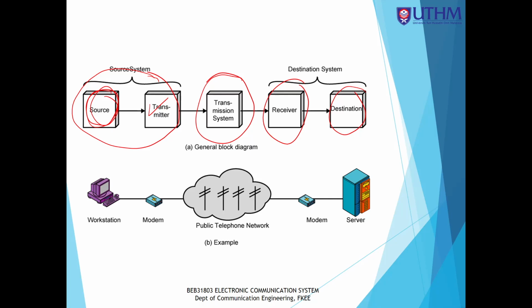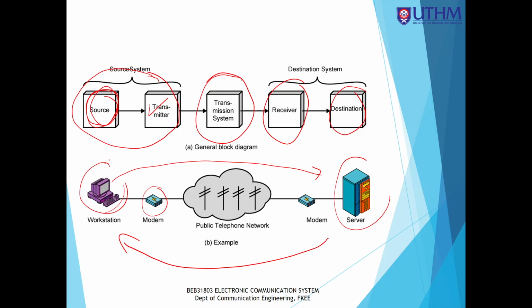Okay. And then the picture below is about networking, the public switch telephone network. For example, here is the workstation, and then we have the modem. A modem is a modulation demodulation device. So this modem can do both modulation and demodulation techniques, because this is two-way communication. So remember, communication is not only one way. We also have two-way communications, meaning each device can be either transmitter or receiver.